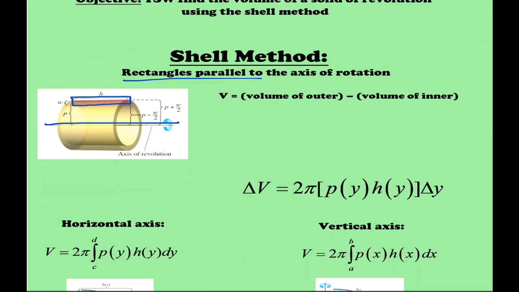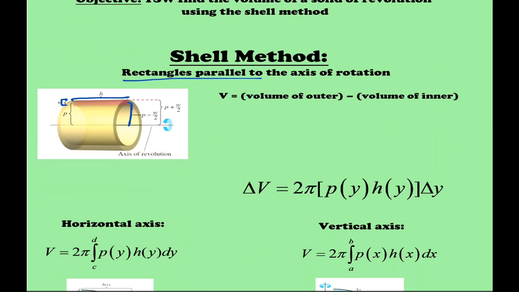And so if you look at this picture, what we're going to call h is our little heights of our rectangles. Okay, so this is our little h, or our height of our rectangles, how high our rectangle is. They're going to call p the distance from the axis of revolution up to the center of your rectangle. They're going to call w the little width of your rectangle.